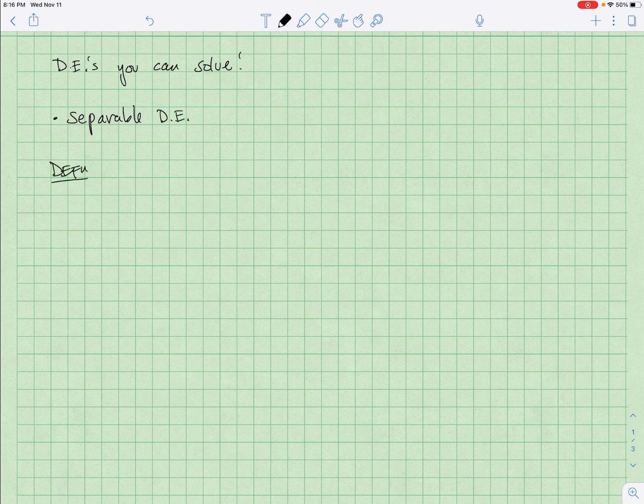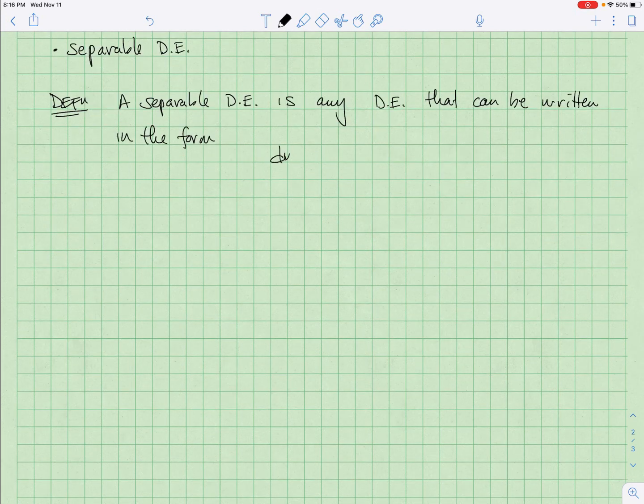Definition. A separable differential equation is any differential equation that can be written in the form dy over dx is equal to f of x times g of y.